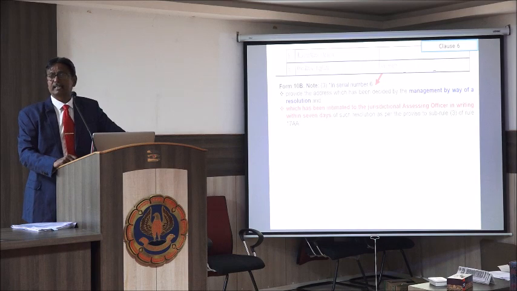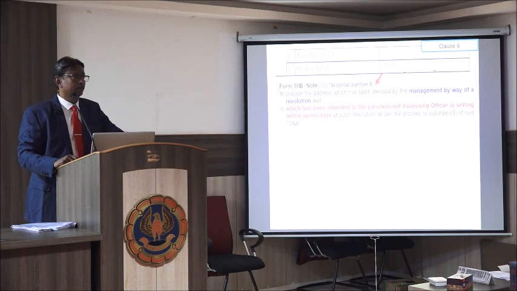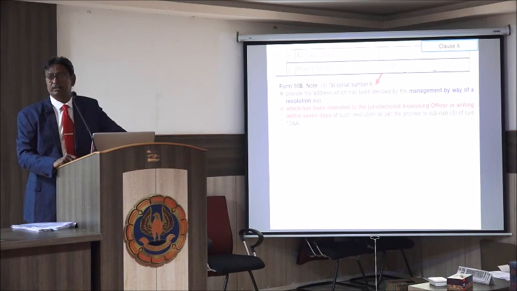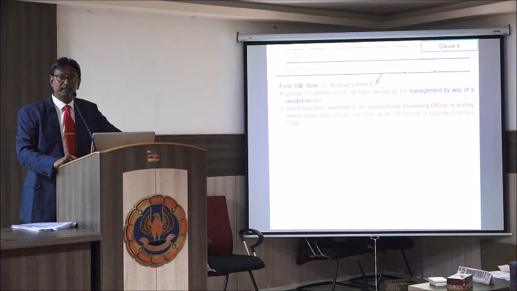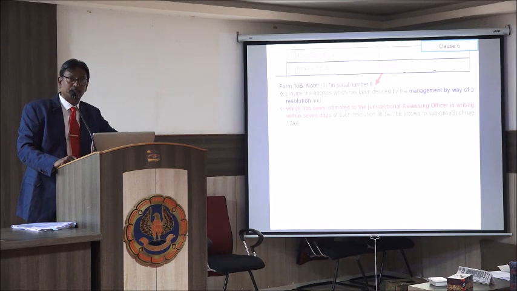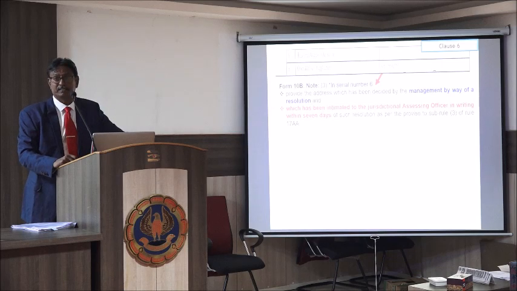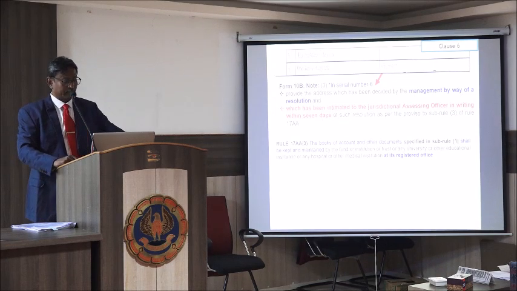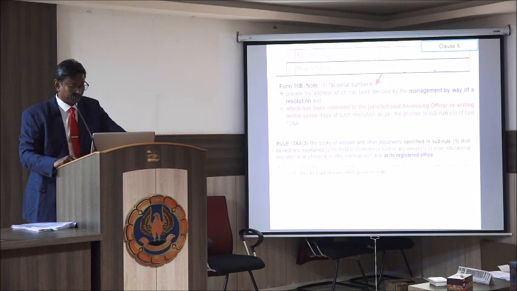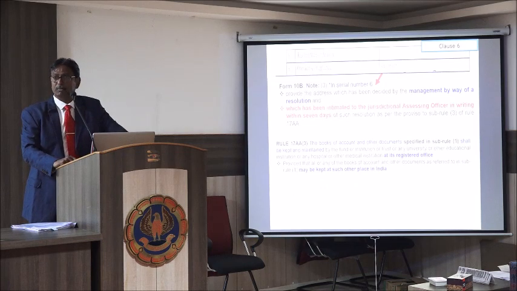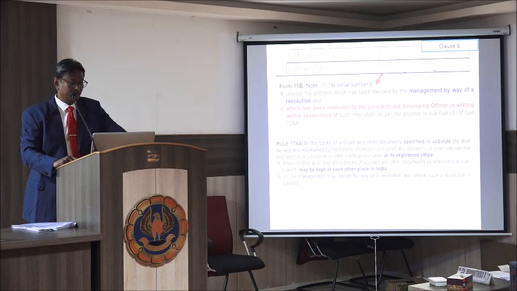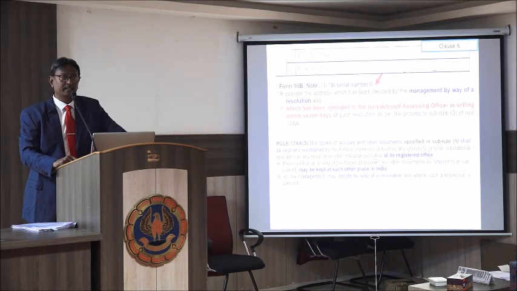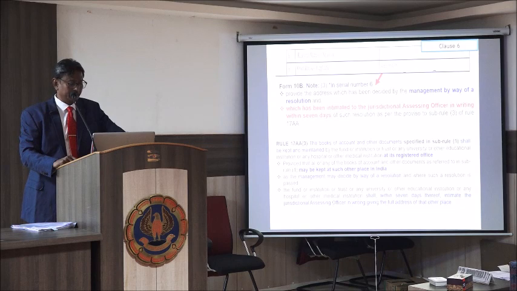So if you want to say, yes, I have a project office, I want to have another branch office, I want to have another unit office, that should be passed through a resolution, and the resolution has to be filed within 7 days to the assessing officer. And again, what Rule 17A says, the books of accounts and other documents have to be kept in the registered office. You can keep the books of accounts in any other place if management decides, passes a resolution, and it has to be intimated to the assessing officer within the 7 days.